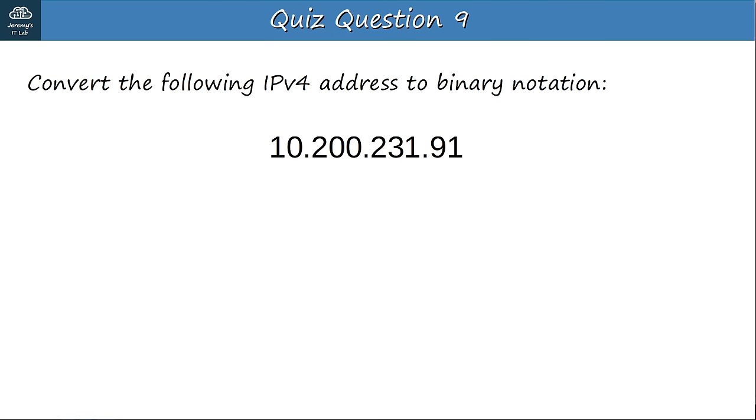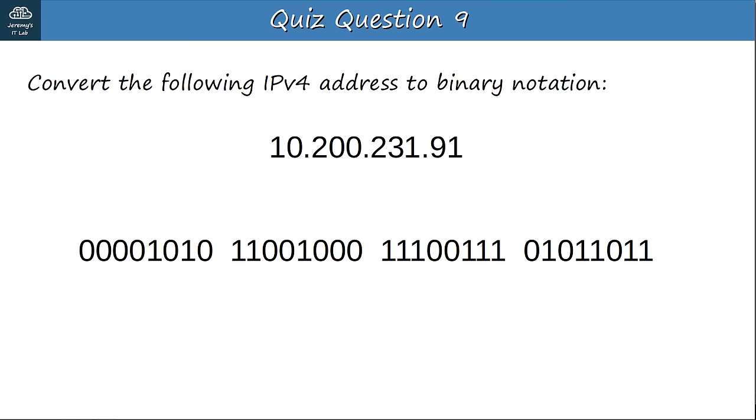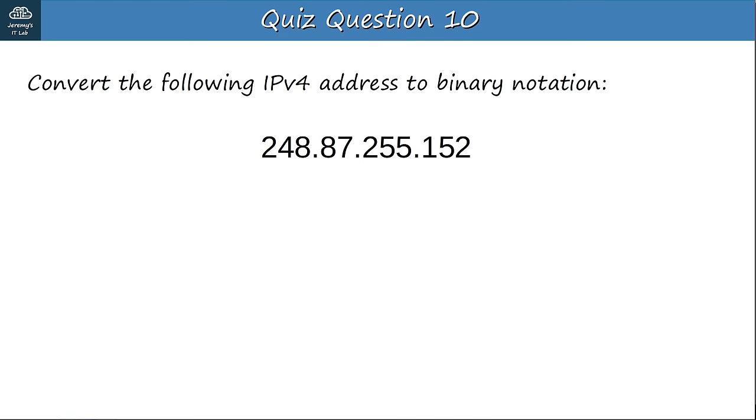Let's go to question 9. Convert the following IPv4 address to binary notation. 10.200.231.91. Pause the video to solve the question, and unpause to check your answer. And here is the answer. Let's go to question 10. Convert the following IPv4 address to binary notation. 248.87.255.152. Pause the video to solve the question, and unpause to check your answer. And here's the answer.